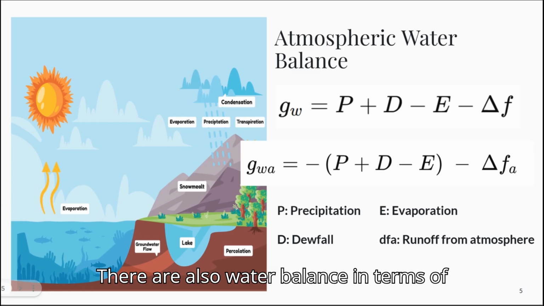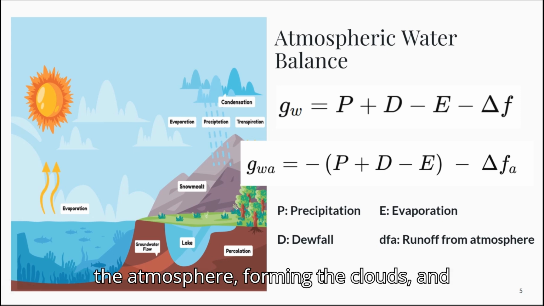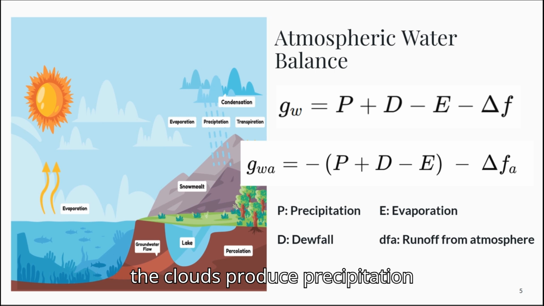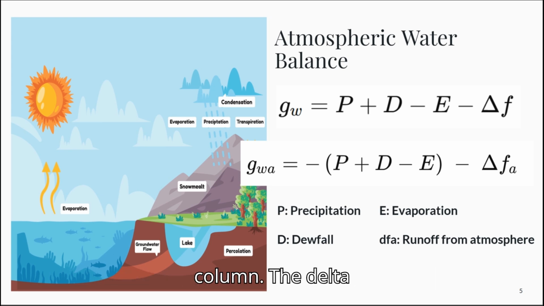There is also water balance in terms of the atmosphere. Evaporation adds moisture into the atmosphere, forming the clouds, and the clouds produce precipitation, and dew will form on the ground, so this moisture leaves the atmospheric column.